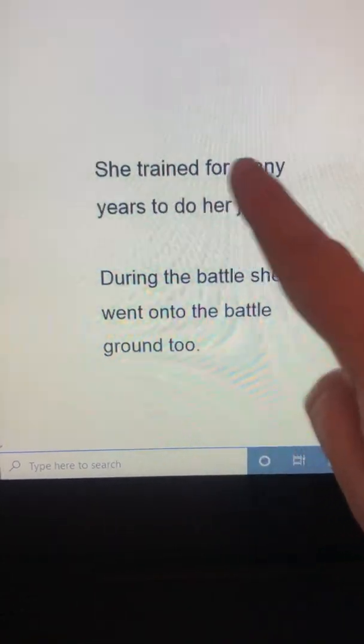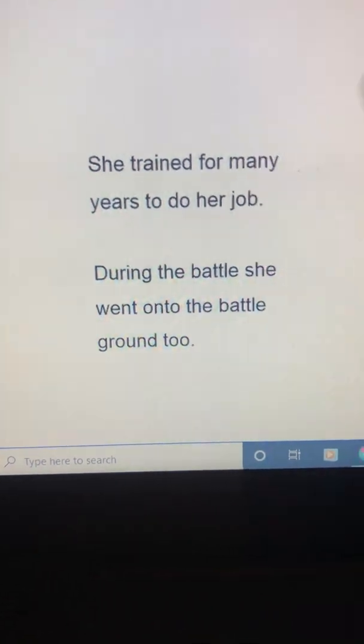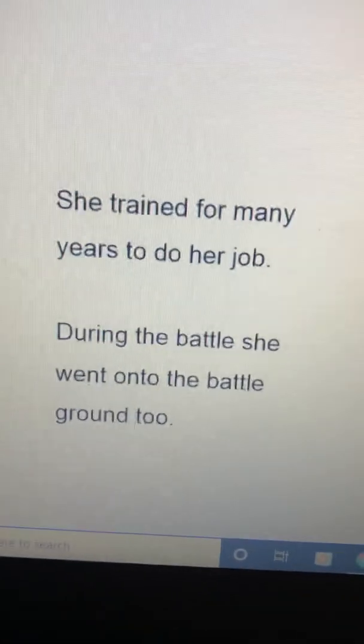She trained for many years to do her job. So whoever this person is had to train for a really long time to do her job. Now, before we look at that sentence in a bit more detail, I'm just going to read the second sentence to you. We're going to echo read again.